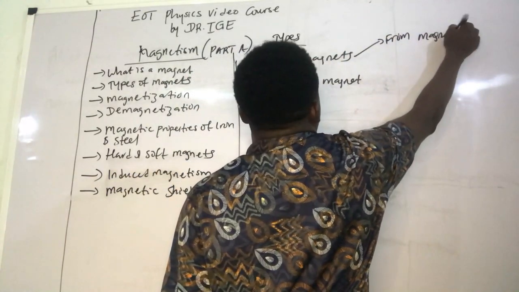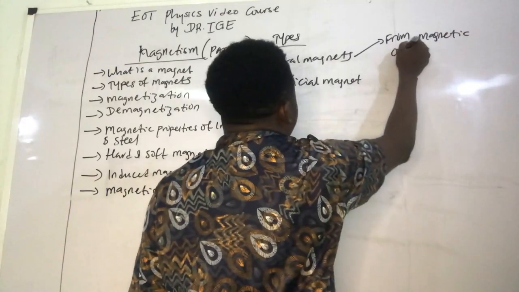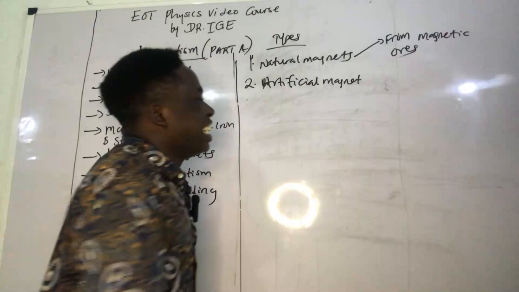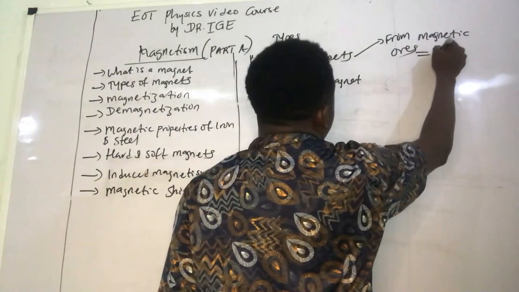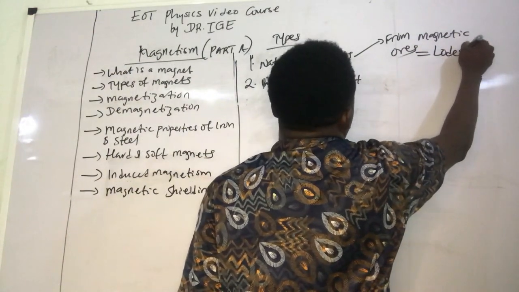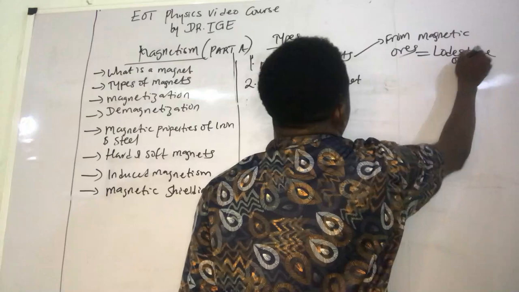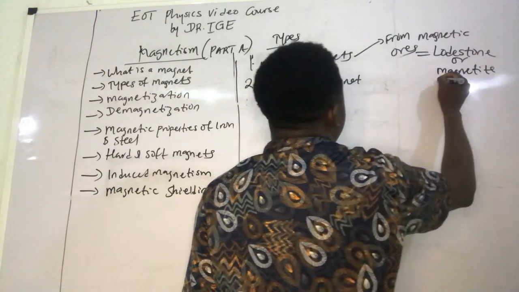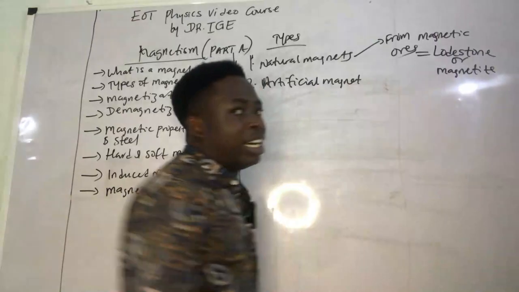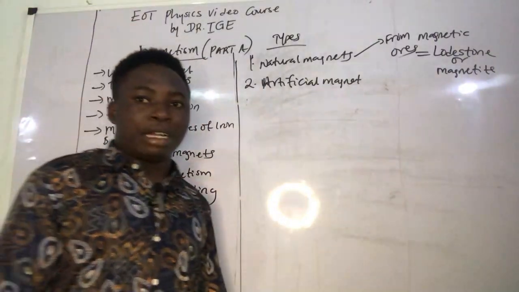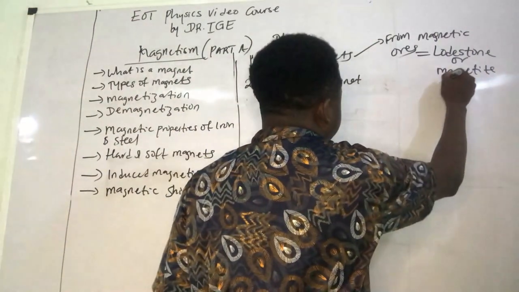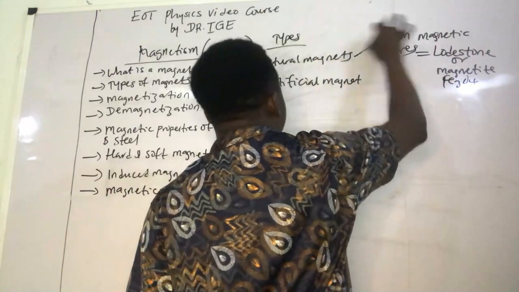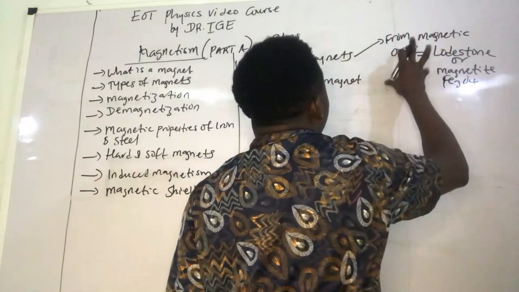Therefore, we call this thing ore, from magnetic ores. The magnet that I mentioned is from magnetic ores. An example of this magnetic ore is the ore called lodestone or magnetite. Please take note of this exam-based knowledge. Iron has different ores. You have hematite, you have magnetite. Magnetite is Fe3O4.